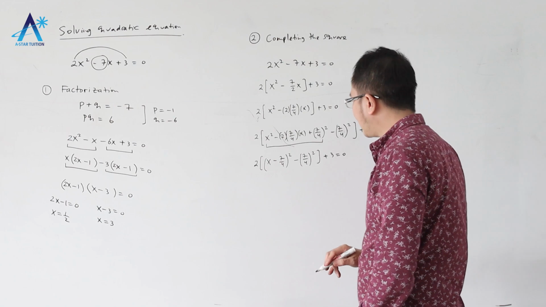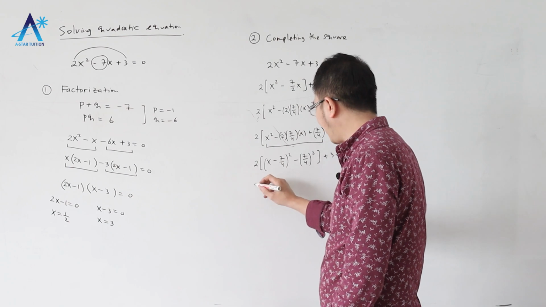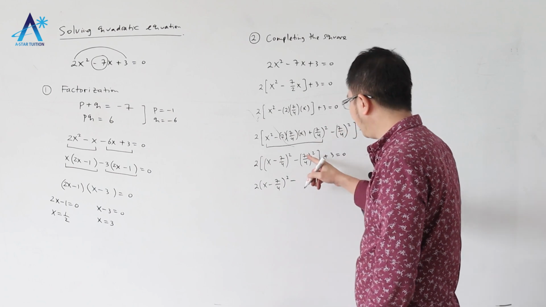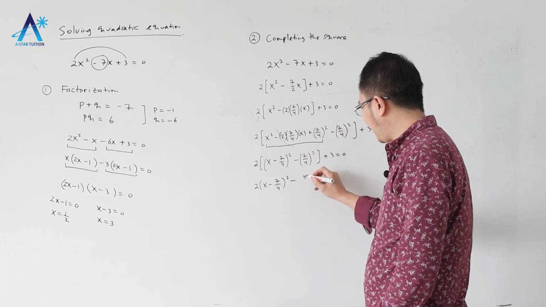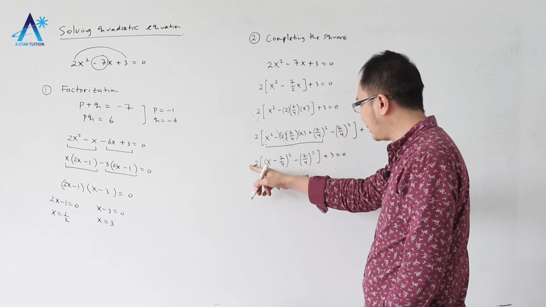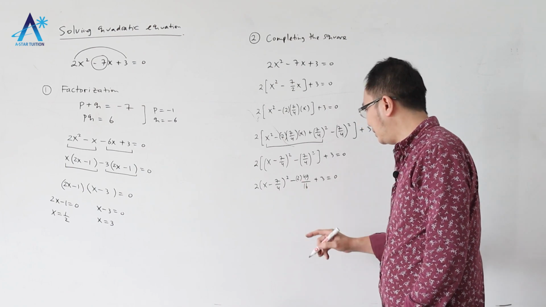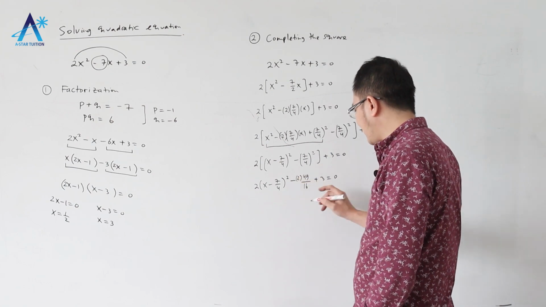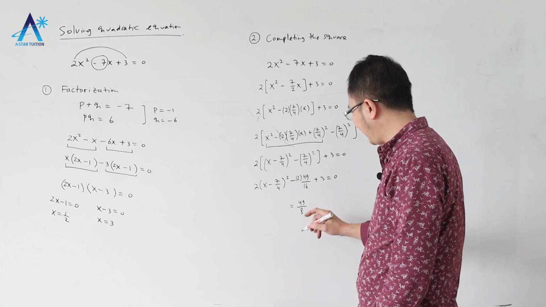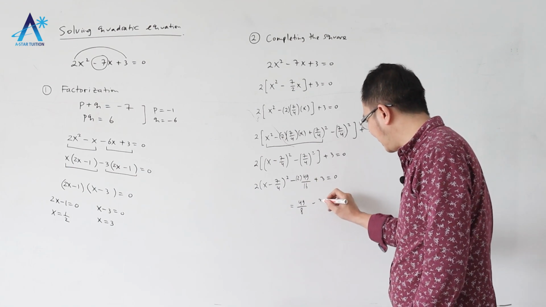Alright, next we will just distribute the 2 by opening up the bracket. So we have 2 times x negative 7 over 4 squared, negative 7 squared is 49, 4 squared is 16, but there is a 2 on the numerator here. So when we bring it to the other side, that will become 49 divided by 8 here, because this 2 over 16 could be written as 1 over 8, and positive will become negative.